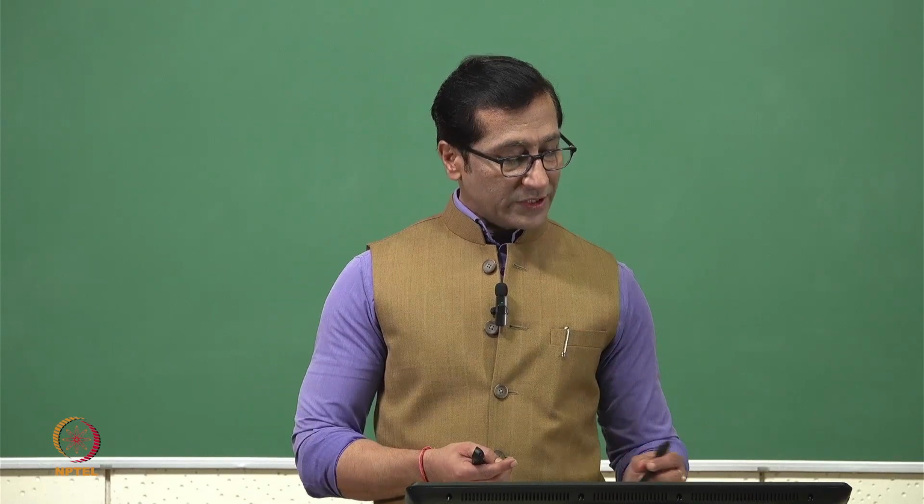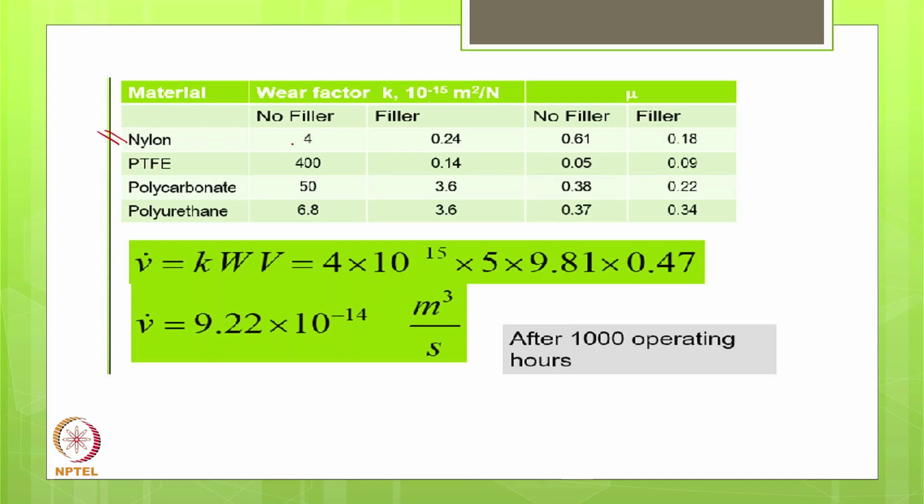Now if you want to calculate the wear rate, naturally nylon with no filler is given as 4, that can be calculated. So we use 4 into 10 to the minus 15. Earlier, as I mentioned, it was 10 to the minus 6 mm cube per meter, and now if you multiply with 10 to the minus 9, that will turn out to be 10 to the minus 15. So this is what has been given for nylon. This is the load and this is the velocity. So the wear rate is coming something like 9.22 into 10 to the minus 14 meter per second. It's per unit second, this much loss will happen.